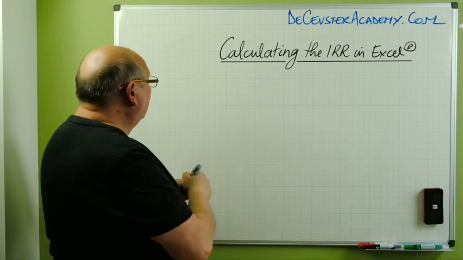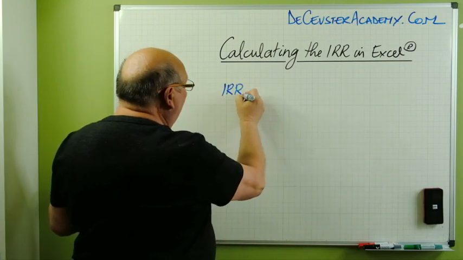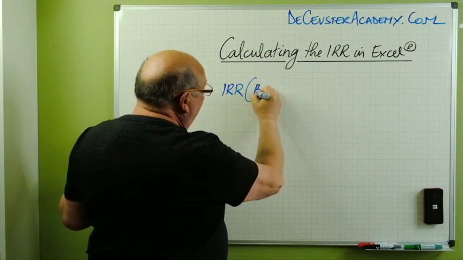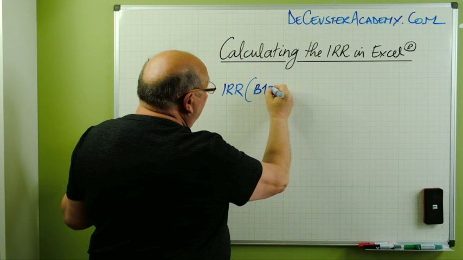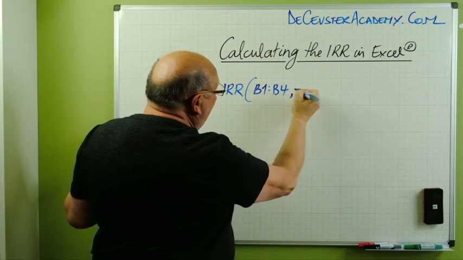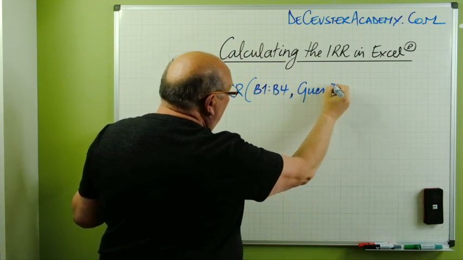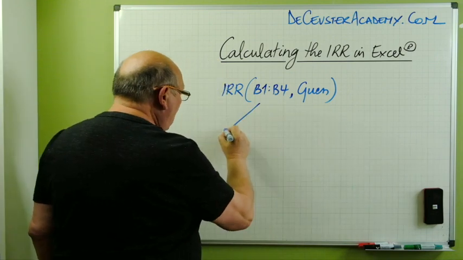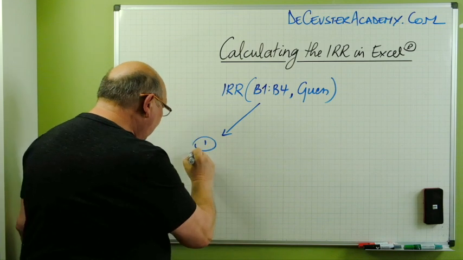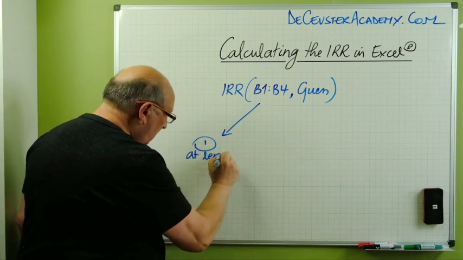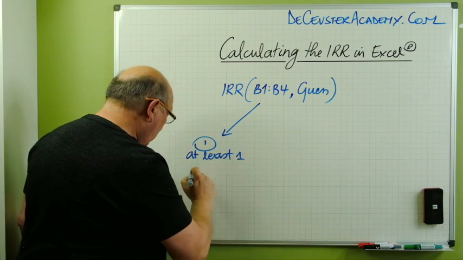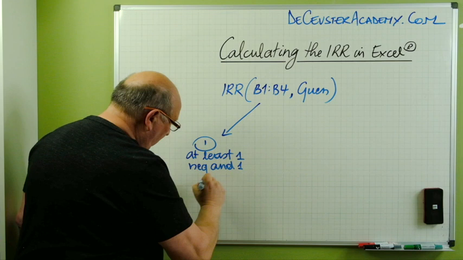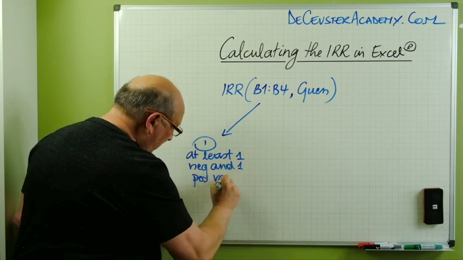We have the internal rate of return formula as in Excel. So in our case, we have B1 till B4, and then we have the guess. What are the rules that we have to follow? First of all, rule number 1, at least one negative and one positive value.